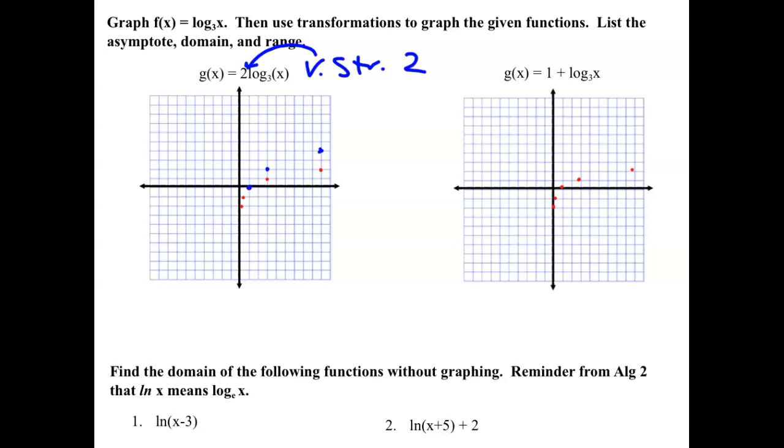What if we double negative 1? We're at negative 2. And if we double negative 2, we're at negative 4. So it's just stretching out that gradual shift towards the y-axis. Did it affect the vertical asymptote? No. So we still have a vertical asymptote at 0. Our domain would still be everything above 0, and range everything.